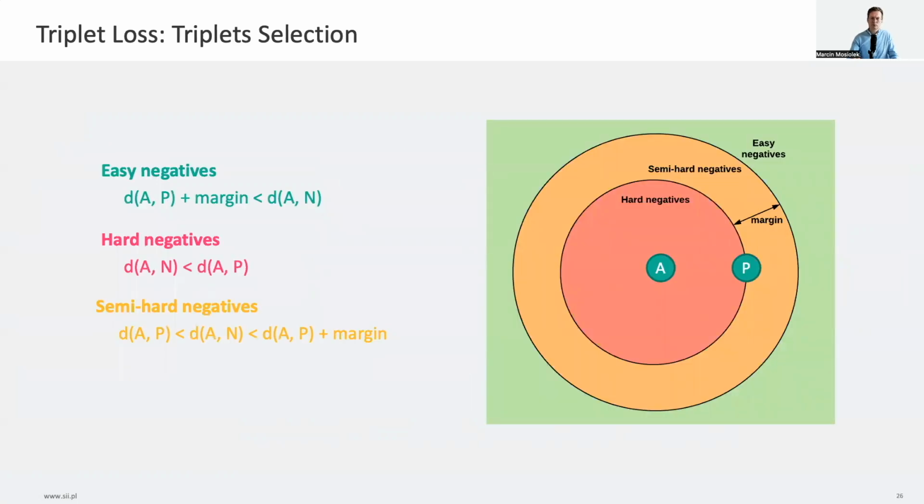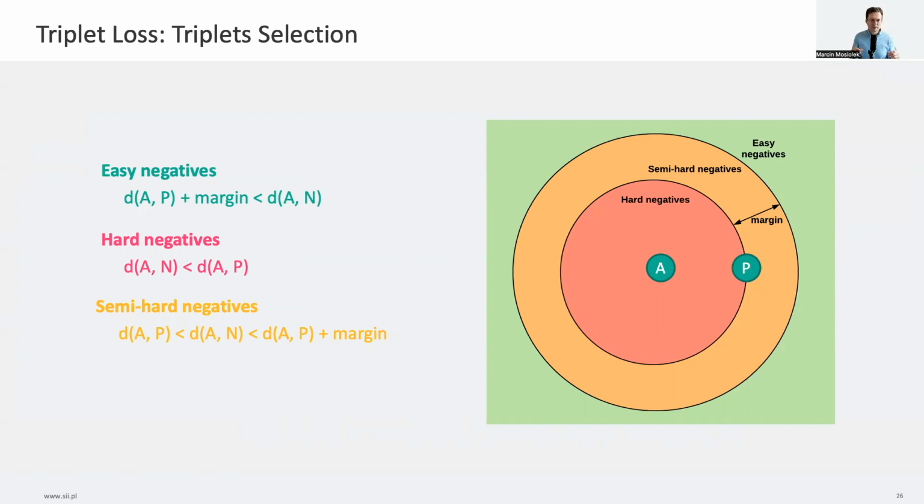The first thought would be to generate all the possible triplets. However, this would generate combinatorially many triplets, and most of them would be useless, as they would contain easy negatives. I mean, the triplets would already meet the loss function criteria, as the negatives would be located further away from the anchors than the positives. Hence, such triplets wouldn't produce any training signal.